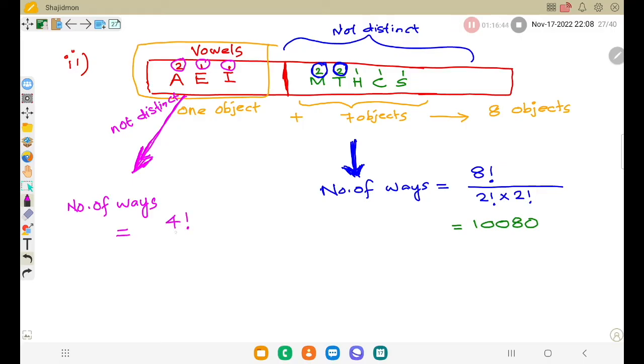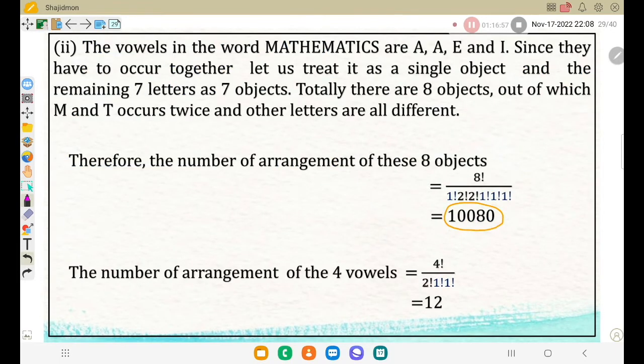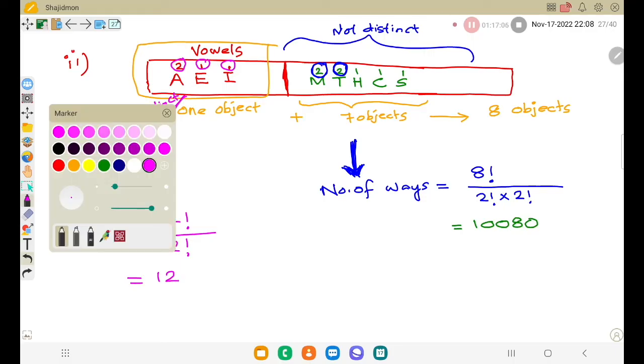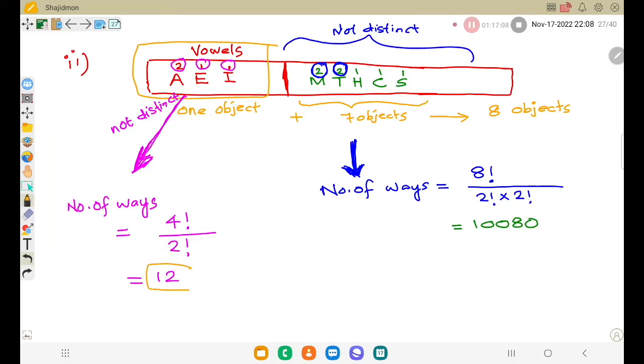So 4 factorial divided by, okay, A coming 2 times, so 2 factorial. E only 1 time, so 1 factorial, no need to write. I, 1 factorial, no need to write. So 4 factorial by 2 factorial. Check what is the answer you are getting. You will get 12. Correct? So I can write here equal to 12. I hope you understood that one. Correct? What I did, here it is 12.